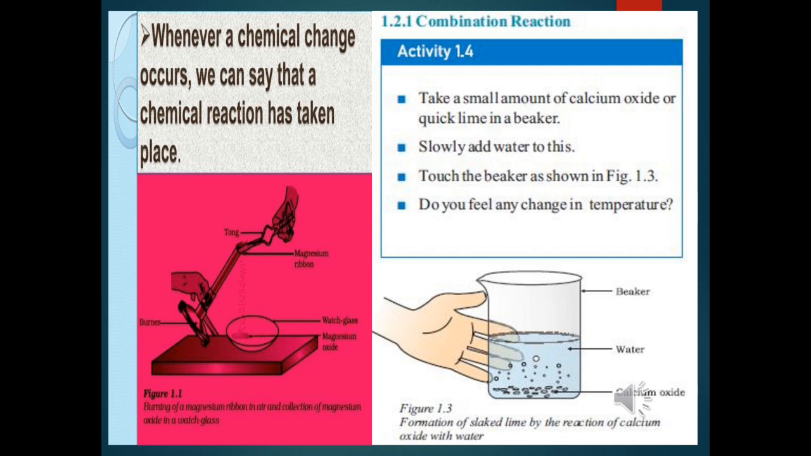Take a small amount of calcium oxide or quicklime in a beaker. Slowly add water to this. Touch the beaker as shown in the figure. Do you feel any change in temperature? Yes, it is a little bit hot, and it is an exothermic reaction, formation of slaked lime by the reaction of calcium oxide with water.